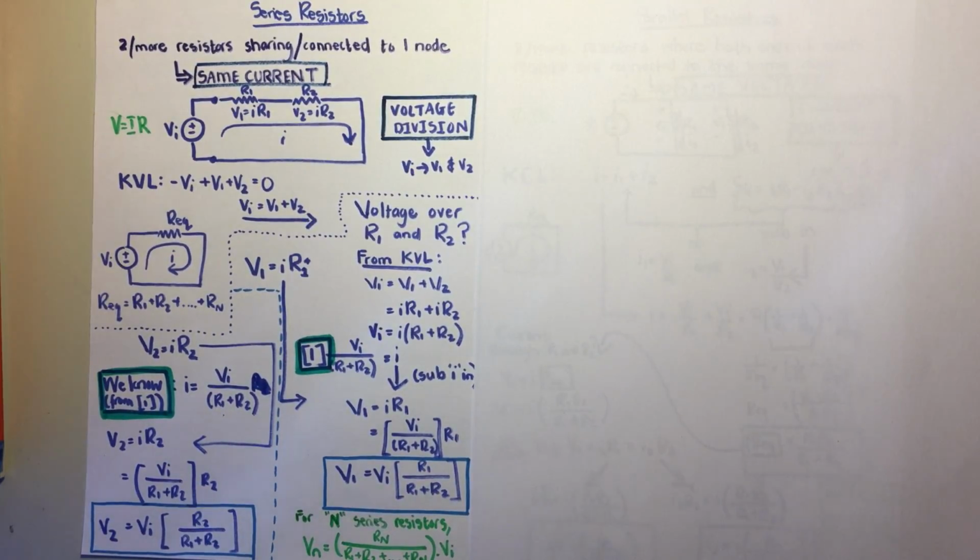Okay, so that is for voltage. Also, for N series resistors, so N number of resistors in series, Vn is equal to Rn, note the same subscript, over R1 plus R2 plus R3 all the way up to Rn, times Vi.